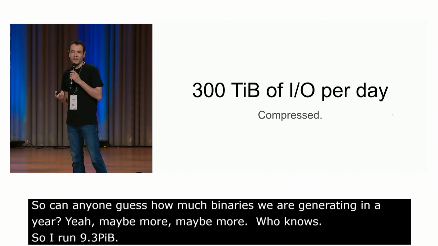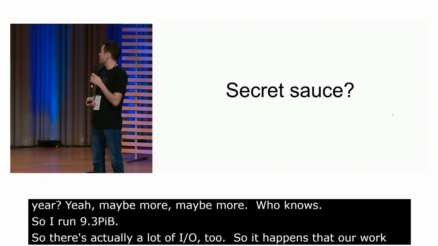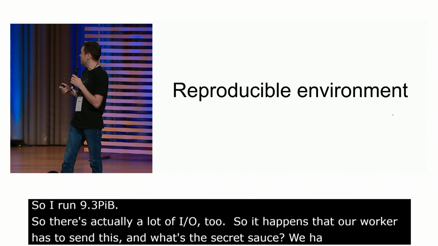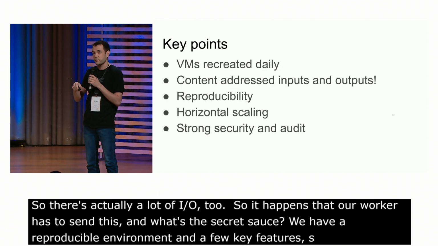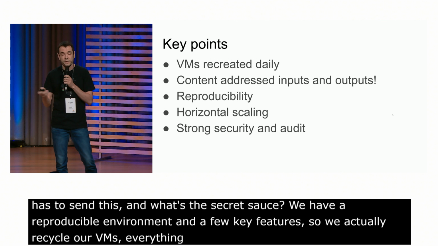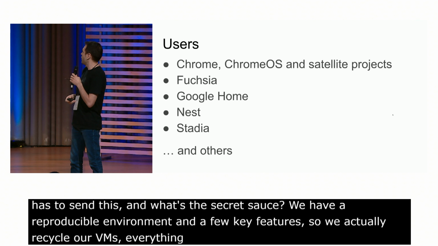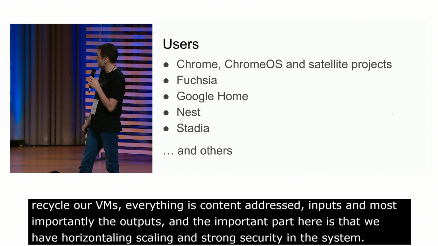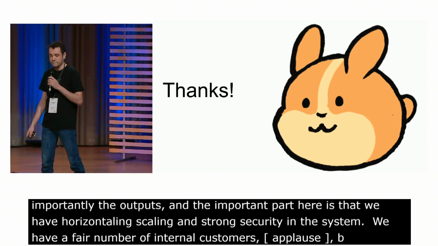There's actually a lot of I/O too, since our workers have to send these binaries. And what's the secret? We have a reproducible environment, and a few key features. We recycle our VMs. Everything is content addressed, the inputs, but most importantly, the outputs. And the important point here is that we have really strong security and audit in the system. Just for your information, we have a fair number of internal customers. But the code itself is open source. So that's it. Thanks.